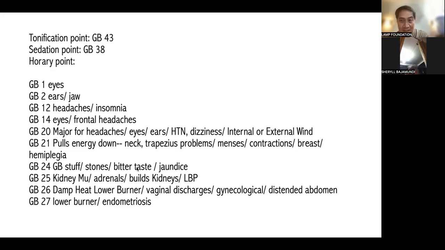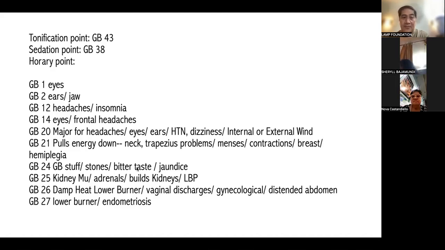It also builds the kidneys. And you know, there are a lot of people na nakalimutan na tao lang sila. So they really work until hindi na nila kaya. That is not a very good idea, no? Low blood pressure, you can use GB25.